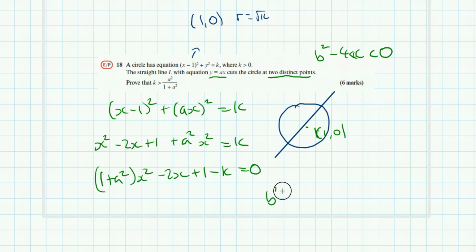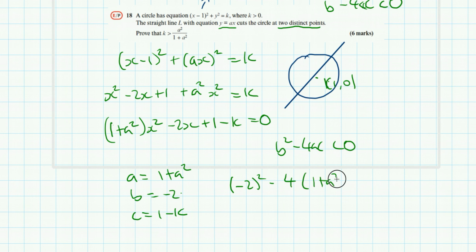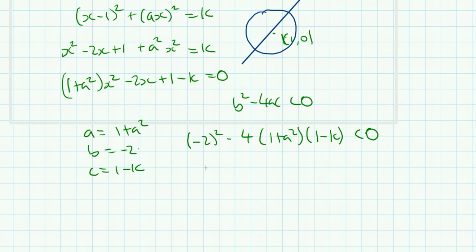From here, we use the discriminant, b squared minus 4ac, because now we've got a quadratic. We have a equals 1 plus a squared, b equals minus 2, and c equals 1 minus k. Replacing our terms, we get (minus 2) squared minus 4 times (1 plus a squared) times (1 minus k). Minus 2 squared is 4. Then we expand: 1 times 1 is 1, 1 times minus k is minus k, a squared times 1 is a squared, and a squared times minus k is minus a squared k.